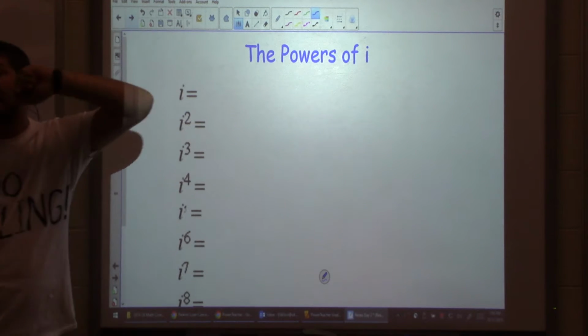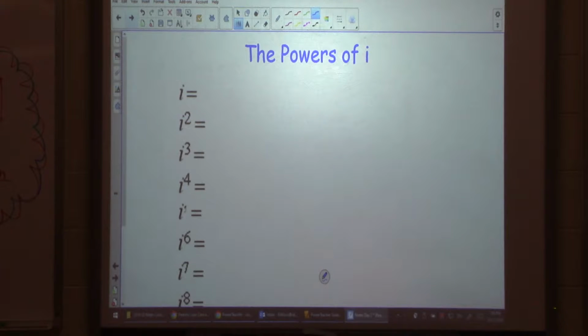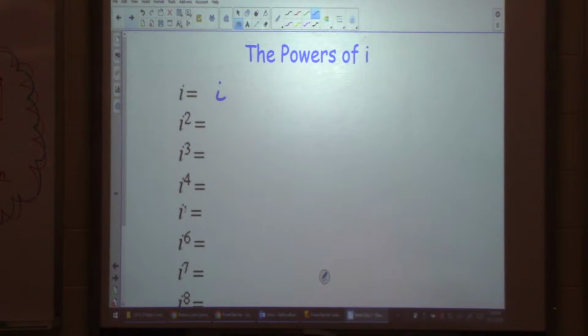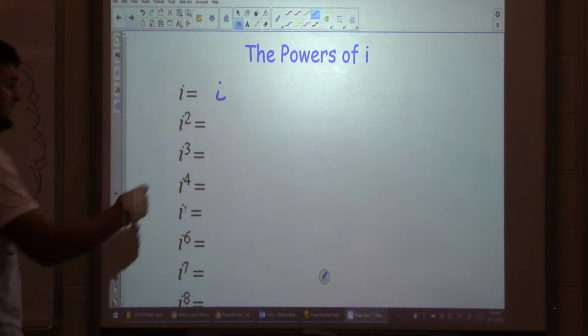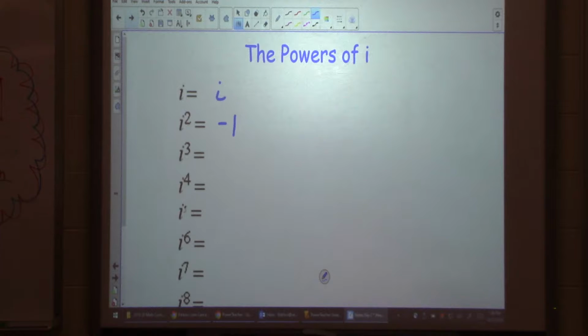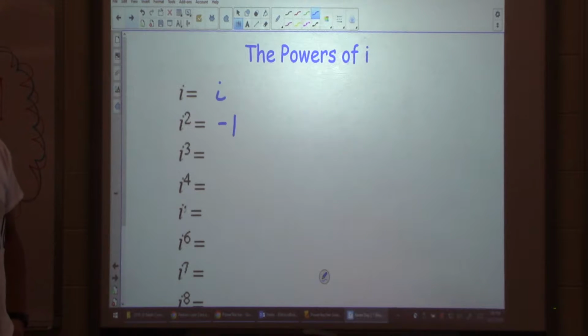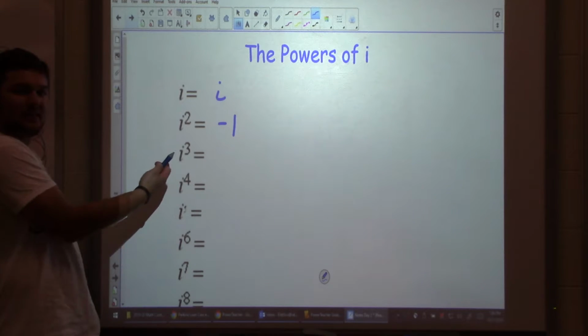Talking about the powers of i. So the powers of i, we all know what i equals, right? Technically it's the square root of negative 1. I'm going to just leave it as i though. Hey, what do we say i squared equaled? Negative 1. If you can't answer that yet, you're in hot water. We talked about that yesterday. i cubed is negative i. How do you get that? You put it in your calculator. You're one of those. How do we get negative i out of that?